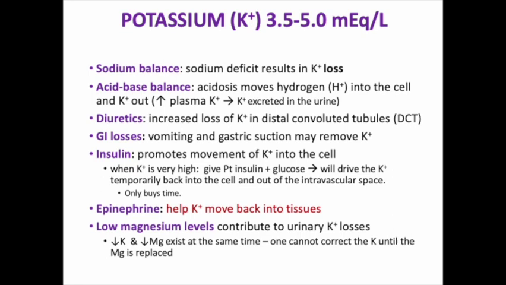Going back, I think I skipped a couple. Acid-base balance. With the acidosis, we've talked about this in another slide. It's going to move that hydrogen ion into the cell, and then potassium is going to be pushed out. Diuretics can increase potassium loss as well in the distal convoluted tubules because you are diuresing water, potassium follows, and sodium will follow as well, unless you give a potassium-sparing diuretic. And then you can also lose potassium with vomiting and gastric suctioning. This can also remove potassium too.